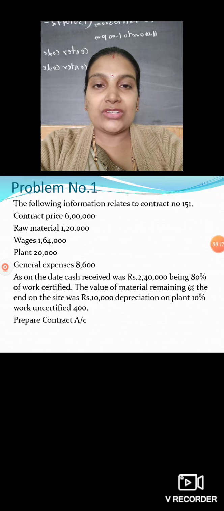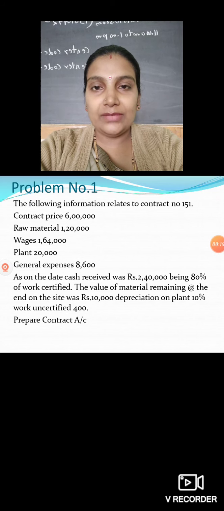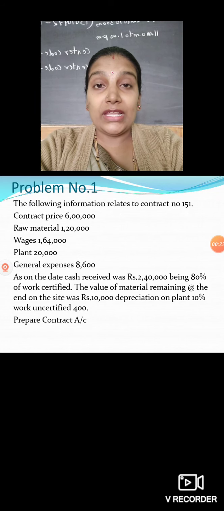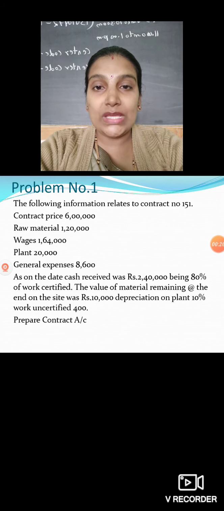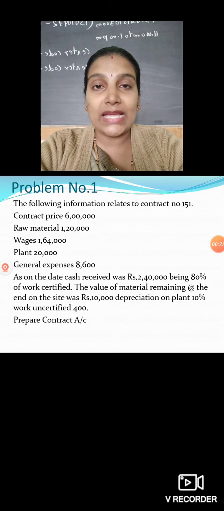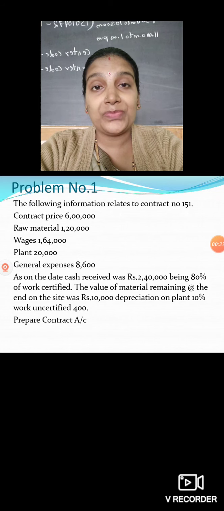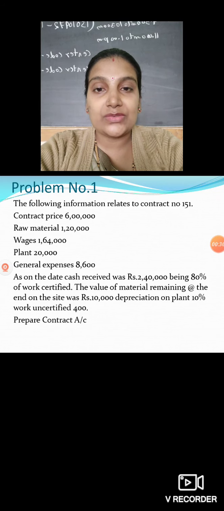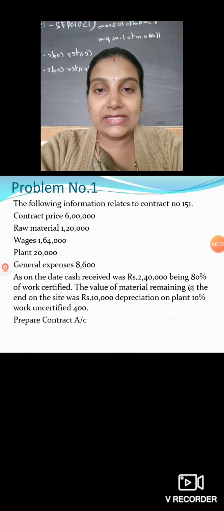The following information relates to contract number 151. Contract price they have given it as 6 lakh. Then raw material 1,20,000, wages 1,64,000, plant 20,000. These are all the opening stock which we are going to record on the contract account debit side, except contract price. Rest all things will be recorded on the contract account debit side here.